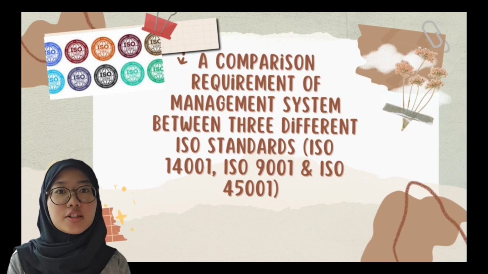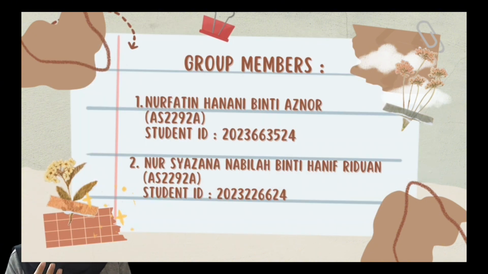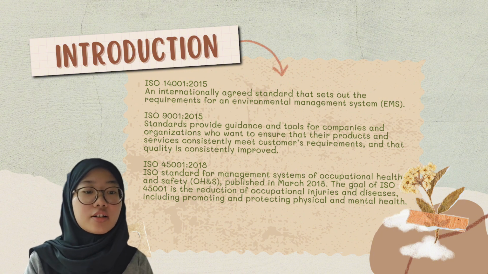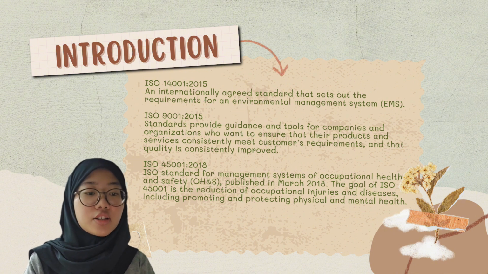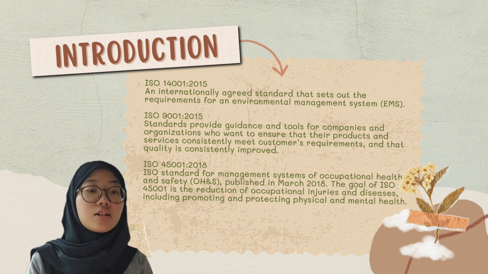So today I would like to present about the requirements of management system between the ISO standards of ISO 14001, 9001 and 45001. Okay, first and foremost, for the introduction, ISO 14001:2015 is an internationally agreed standard that sets out requirements for environmental management system. Next, ISO 9001:2015 provides guidance and tools for companies and organizations that want to ensure the product and services consistently meet the customer requirement and that quality is consistently improved.